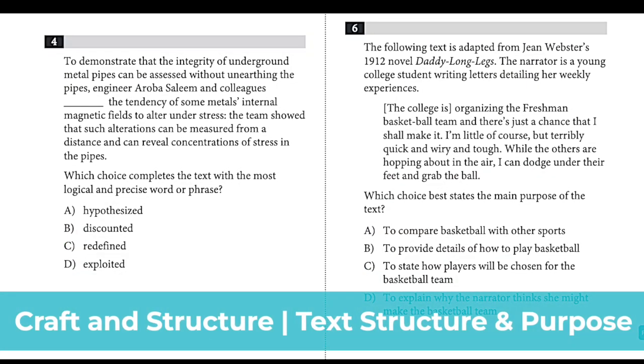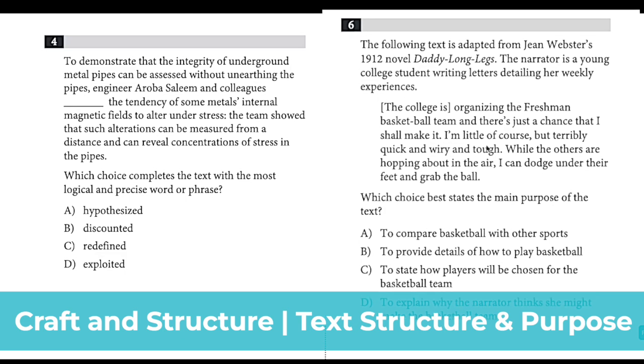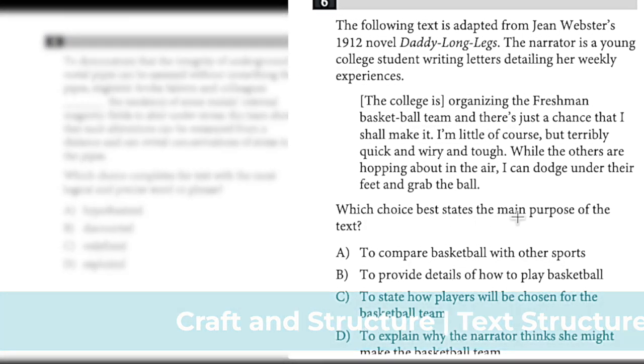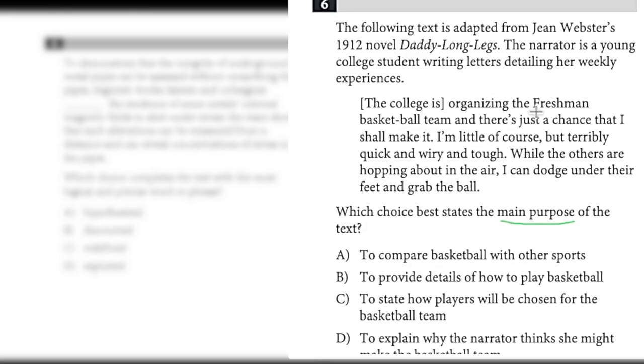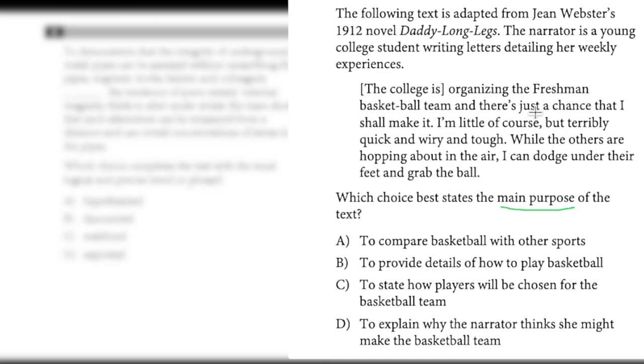All right, next up, we're going to do some structure and purpose questions, starting with number 6 here. So, which states the main purpose of the text? And for these types of questions, I do like to read the whole thing and again come up with my own answer first. The following text is adapted from Jean Webster's 1912 novel Daddy-Long-Legs. That's a fun title. The narrator is a young college student writing letters detailing her weekly experiences. The college is organizing the freshman basketball team, and there's just a chance that I shall make it. I'm little, of course, but terribly quick and wiry and tough. While the others are hopping about in the air, I can dodge under their feet and grab the ball.